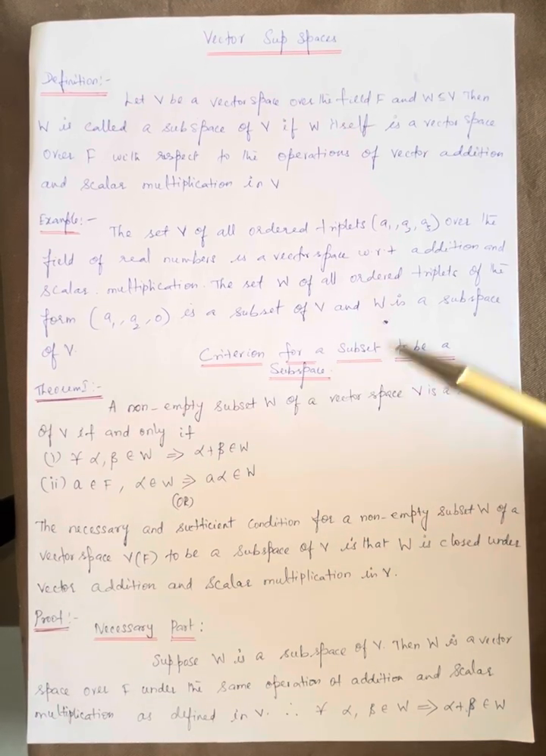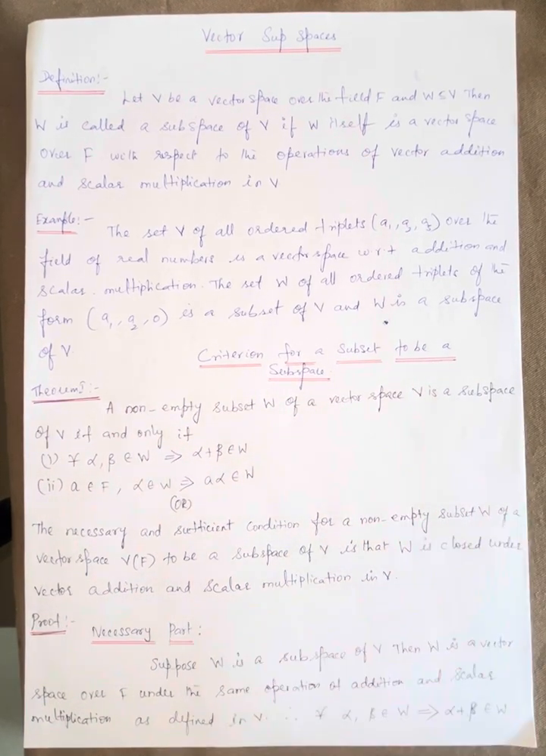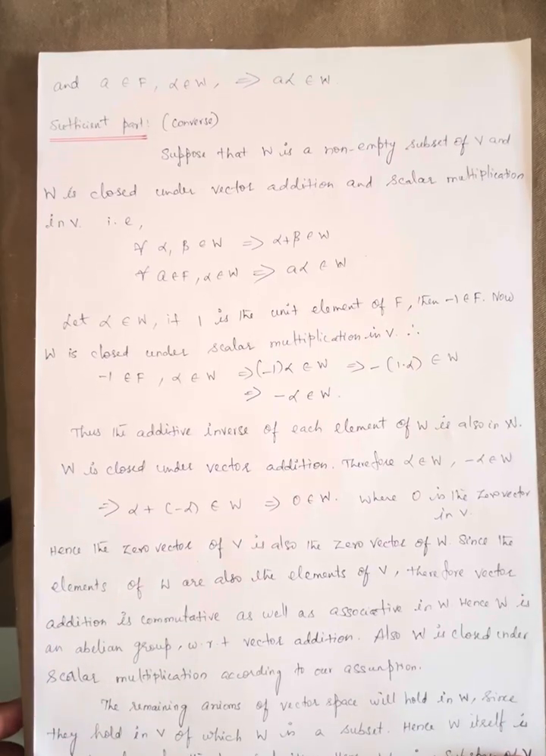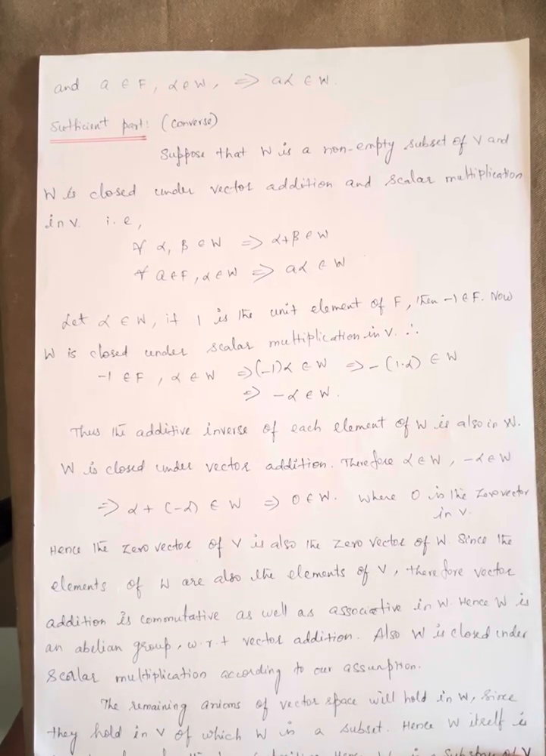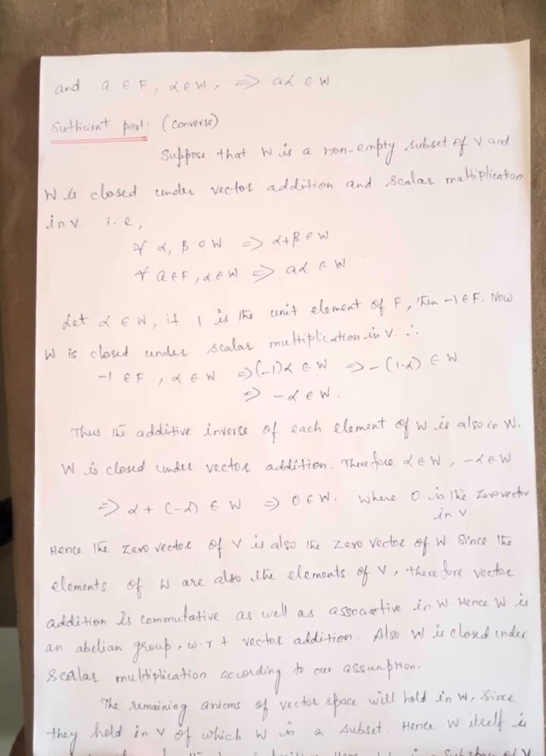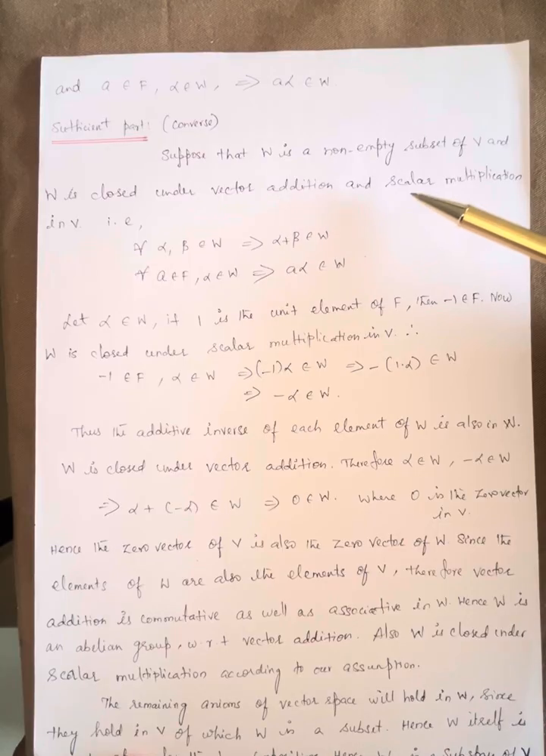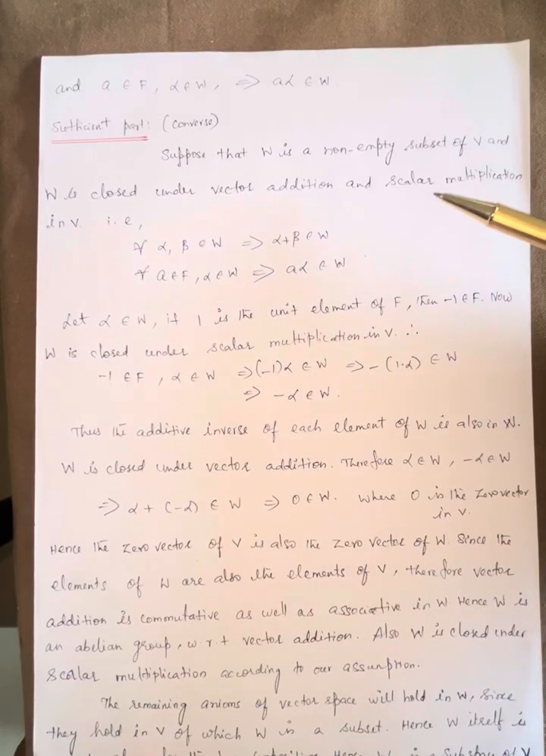Now for the converse part, let us take these two conditions are true and we have to prove that W is going to be the subspace of V. So here, suppose that W is a non-empty subset of V. So obviously it must be a non-empty subset of V, and then W is closed under vector addition and scalar multiplication by assuming these two conditions. Now we have to prove that W is going to be the subspace, a vector space of V.